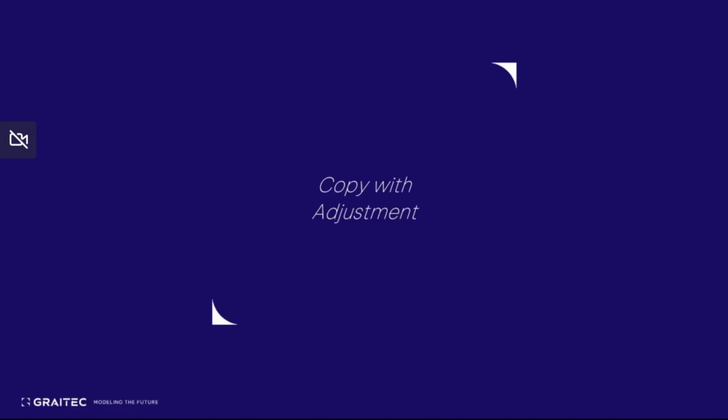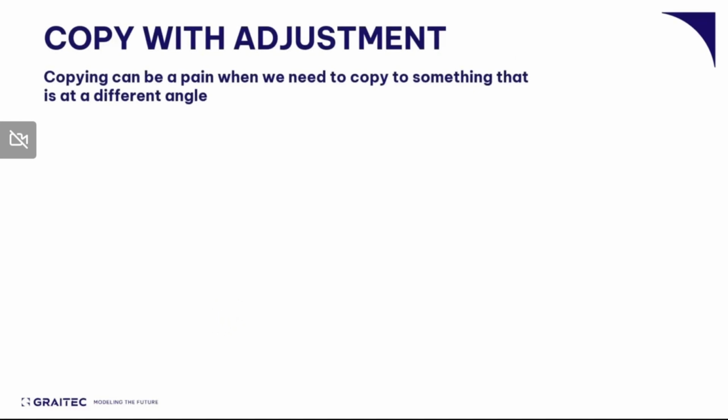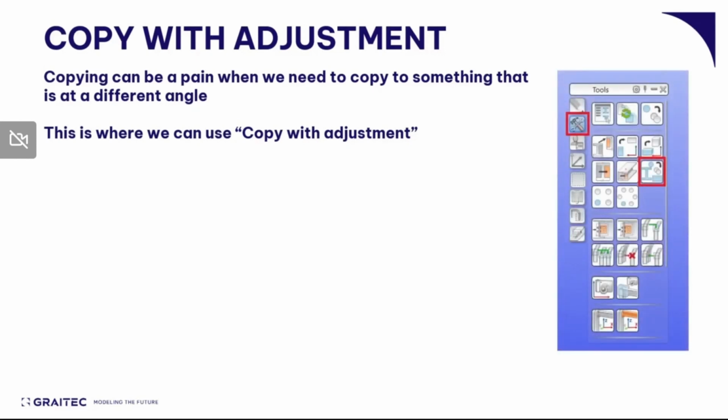Next tool, another underused or little known tool that is really useful, is copy with adjustment. Copying can sometimes be a bit of a pain when you need to copy something, but the destination is at a different angle, different rotation, or whatever it might be. You'd have to copy, you'd have to rotate, you'd have to mess about a lot. But this is where you can use copy with adjustment to get the same situation at the start and the end. So you can find it on the Tools palette.